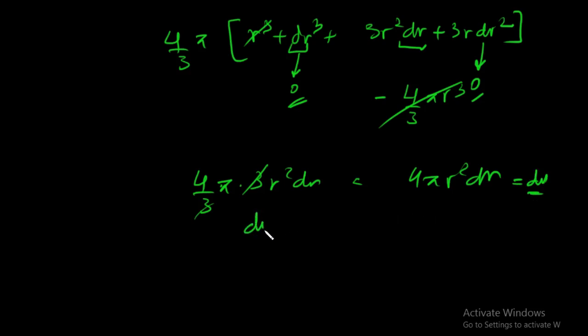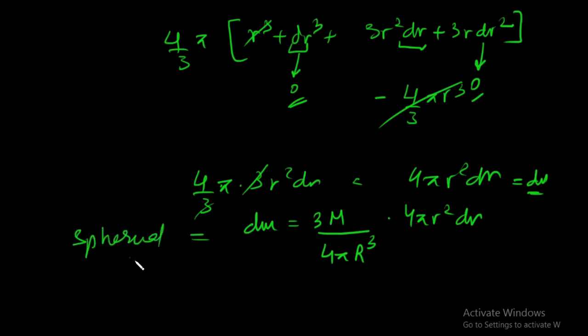So what is the differential mass of the spherical shell? It is the mass of the sphere divided by the volume of the sphere, that is m over 4 by 3 pi r cube, times 4 pi r square dr. This is the differential mass of this spherical shell.